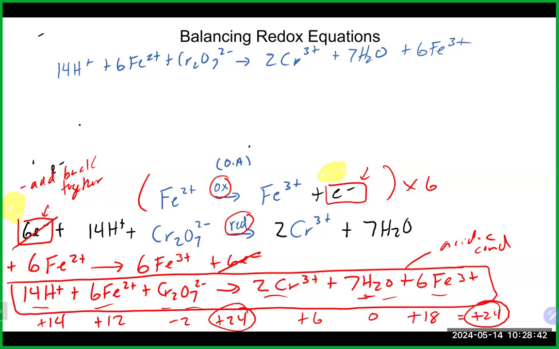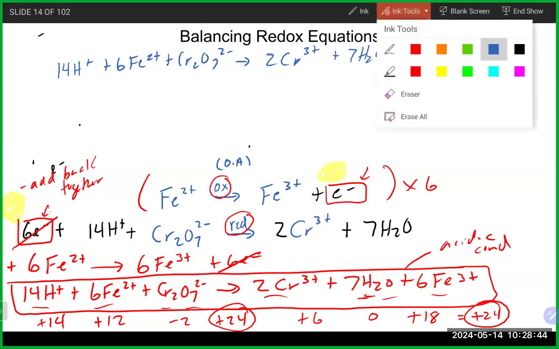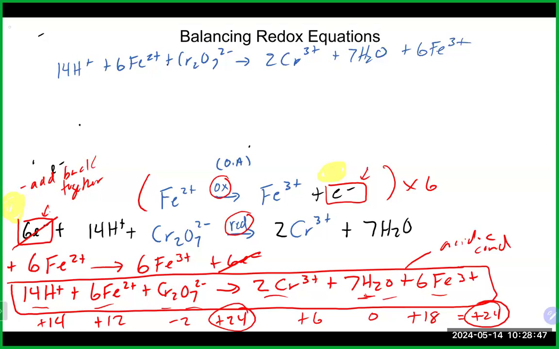So now that I want to turn it into basic conditions, what I'm going to do is basically add OH minus to both sides. And it is equal to the number of H pluses I have. So however many H pluses I have, I'm going to add an equal number of OH minuses to both sides. So here I do have 14 H pluses, which means I'm going to add 14 OH minuses to the left. And I will also add 14 OH minuses to the right.